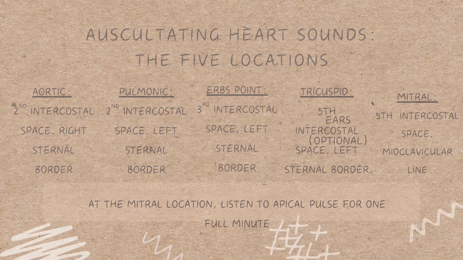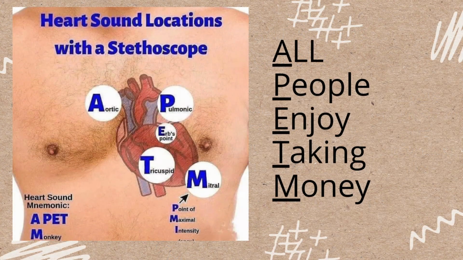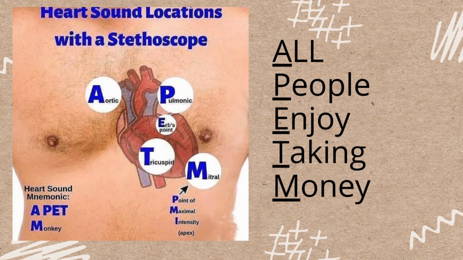To remember these valves, we have a mnemonic for you all. So the mnemonic is all people enjoy taking money. All, the A in all is for aortic. The P in people is for pulmonic. E is for Erb's point. T is for tricuspid. And M is for mitral valve. Another way that you can remember this is a pet monkey.